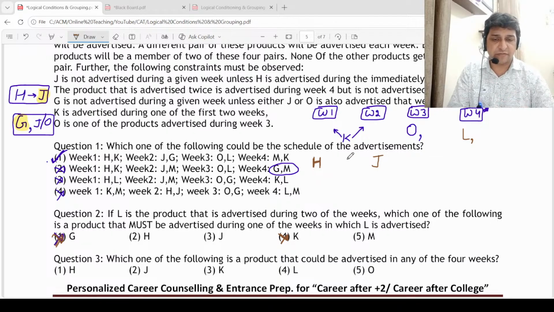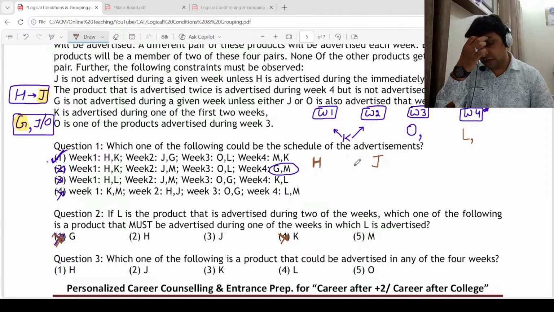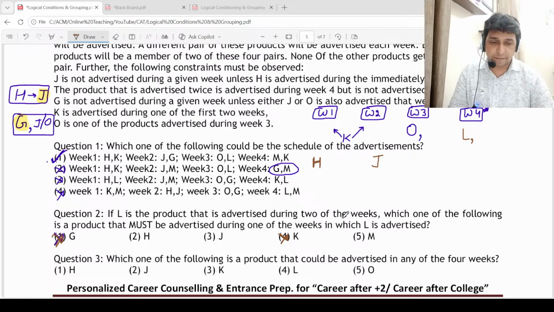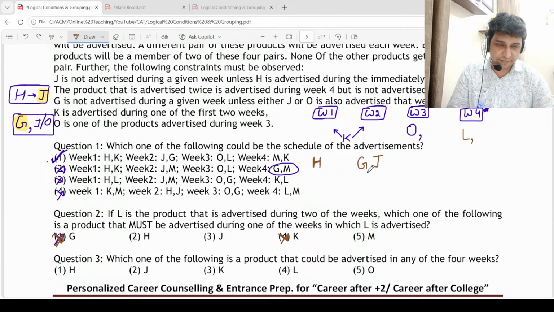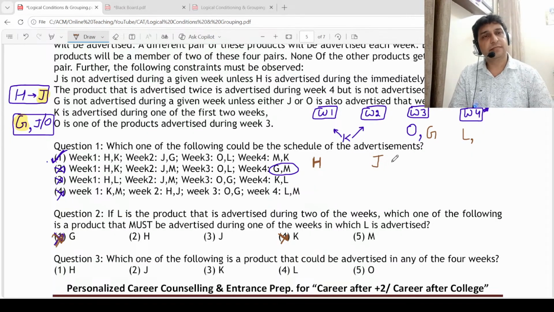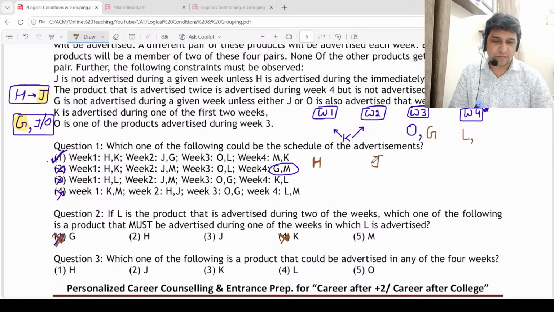Now, L has to come with H or J. So, that is also quite clear to us, right? Now, there are two options which I get. Either G will be here and K will be here. But that is not possible because L has to come here. That means G has to be here. Clear? So G cannot be the answer as we already said.